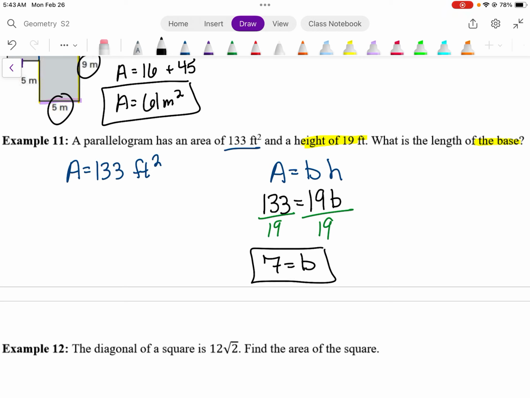So other times they're going to give you an area of the shape, so you're going to plug that into your area formula with the other pieces of information you know, and then solve for the missing piece.